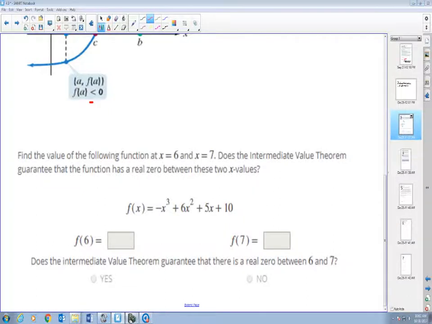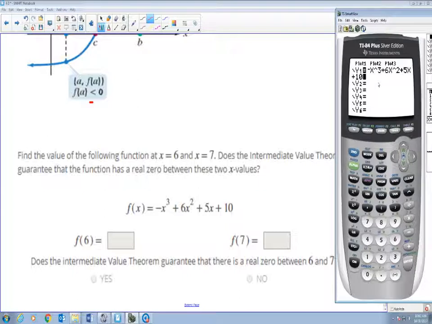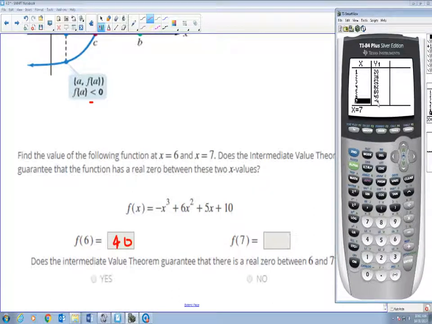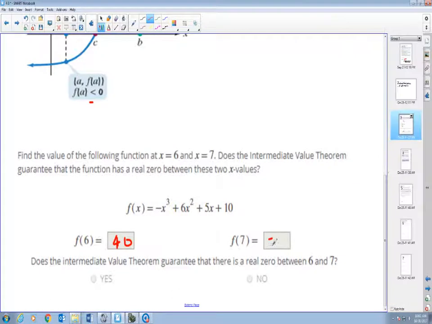I already entered it into my calculator. This is a negative x to the third, a cubic function. When I press graph, I see my function cross over the x-axis at one point here. If I go to my table, go to x equal to 6. When x equal to 6, the y value is 40. When x equal to 7, the y value is negative 4.